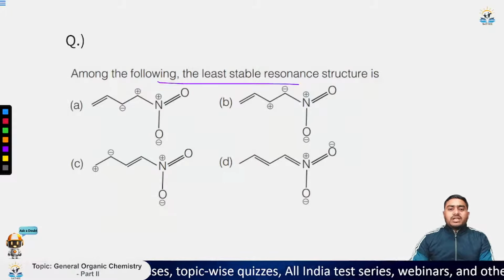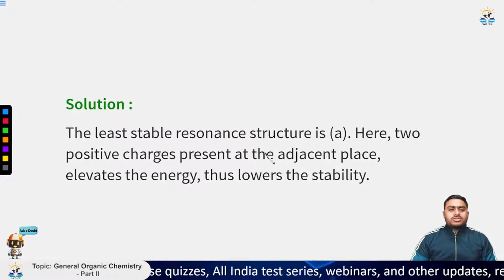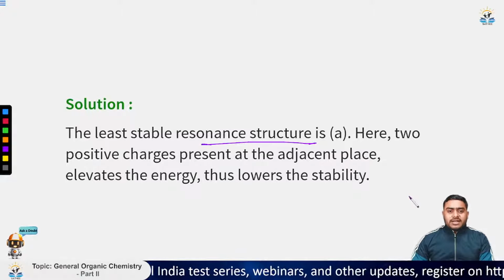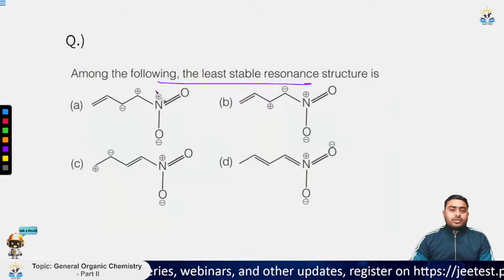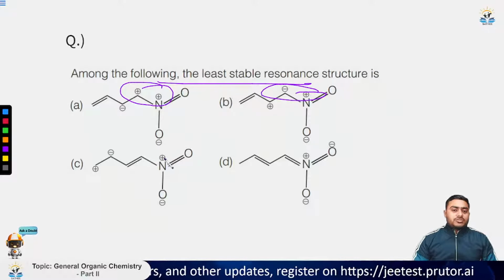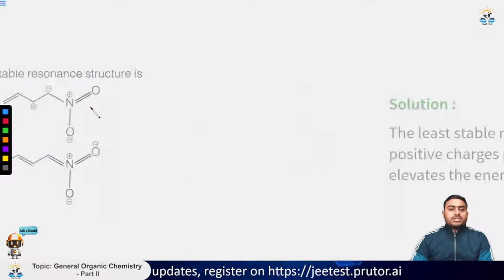Next, among the following, the least stable resonance structure is, definitely you know very well the rules of resonance. So the least stable resonating structure is A. Two positive charges present at adjacent places elevate the energy and lower the stability. You can see charge separation is a must. That is the point here. So option A is the right answer.